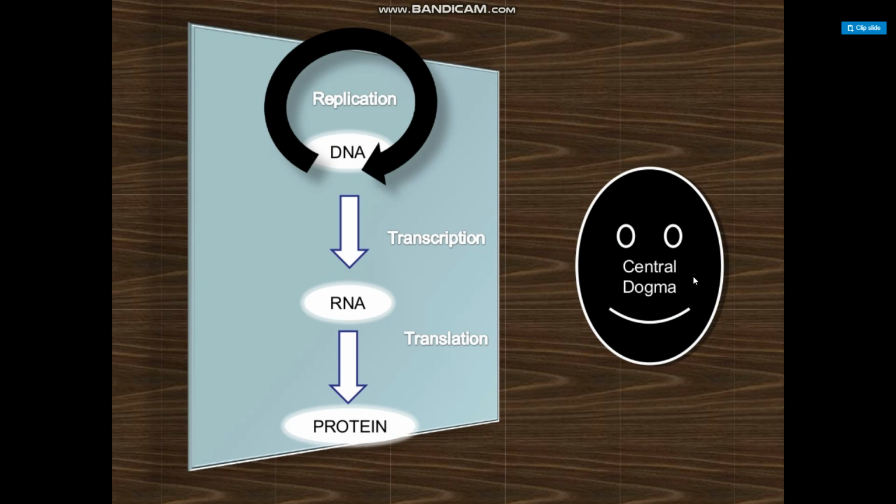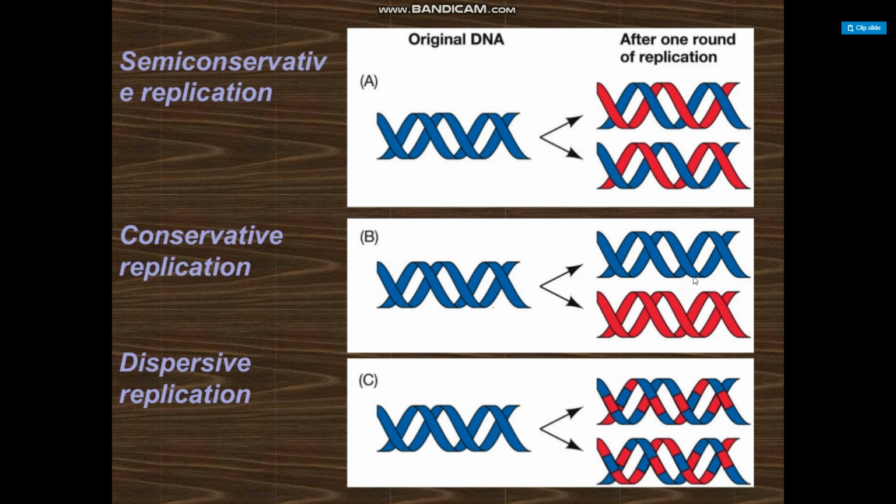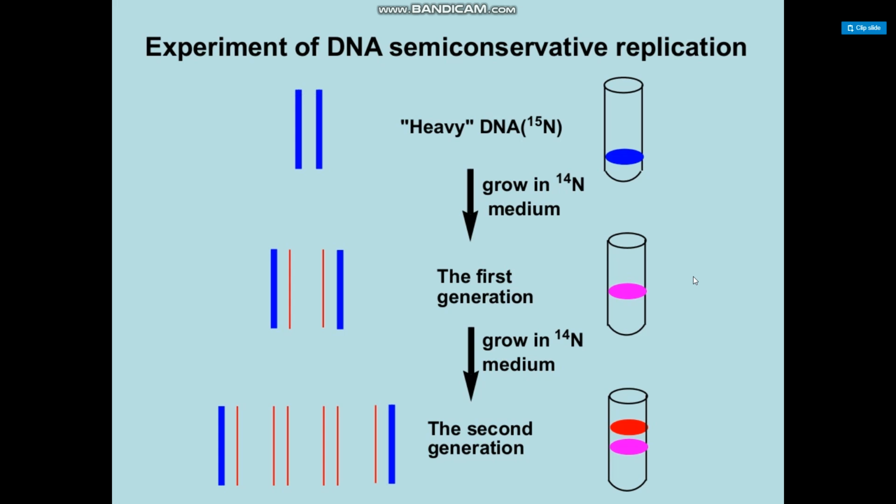So this is the central dogma model. It was proposed by Crick. DNA is transcribed into RNA, and RNA is translated into protein. This is the central dogma model. Then there are semi-conservative replication, conservative replication, and dispersive replication. That is the original DNA, and after one round of replication, this is semi-conservative replication. Then the experiment on DNA semi-conservative replication.